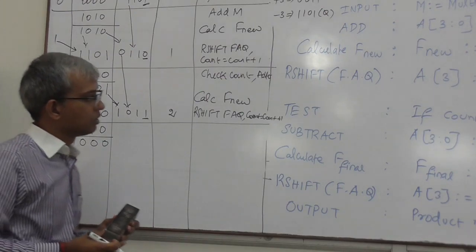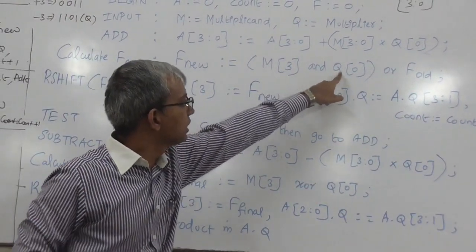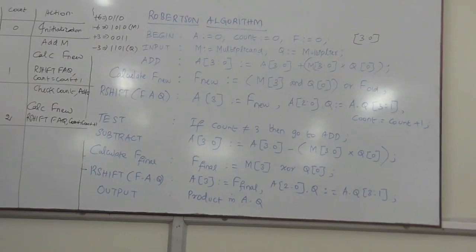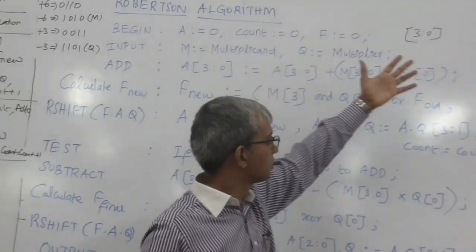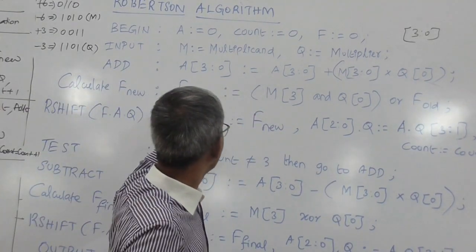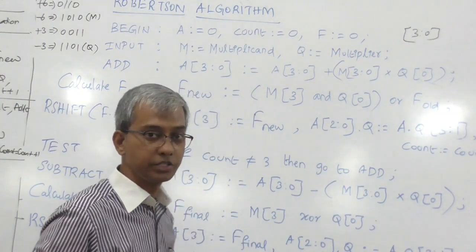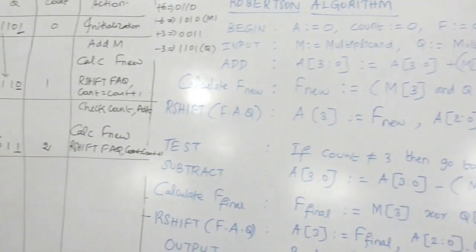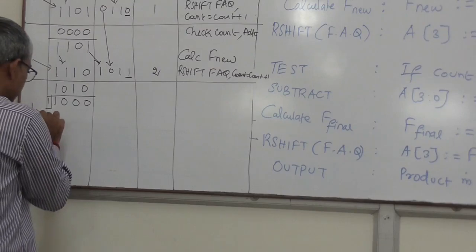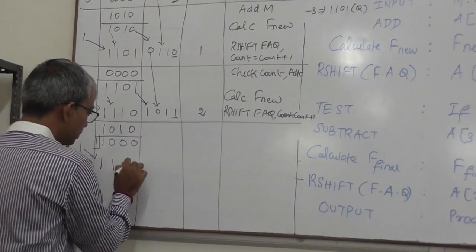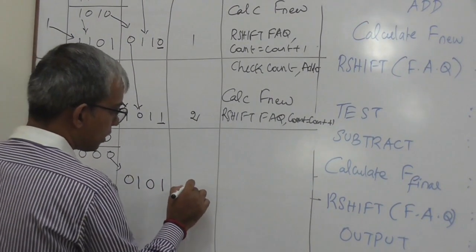Next, I have to calculate the value of F. What is the current value of F now? The sign bit of M, which is 1, and then the LSB of Q, which is 1. So 1 AND with 1, OR with F old. F old is already 1, right? So once the value of F becomes 1, it will be 1 till the end of your iteration, right? Even a complete operation. Okay. So now the new value of F is 1. Next you go for shifting. So you do the shifting 1, 1, 0, 0, and this shift 0, 1, 0, 1. And I will increment the count. Now the count is 3.